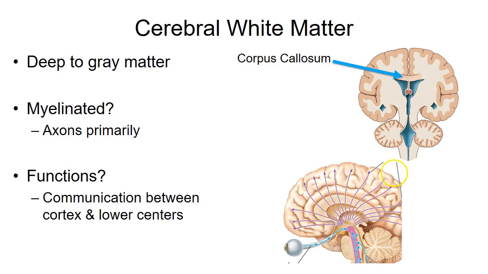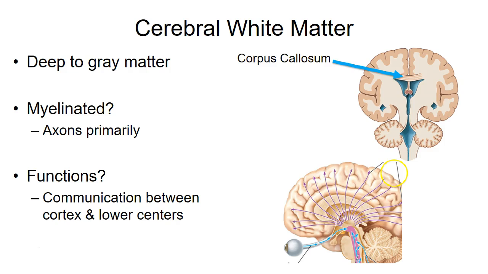Yes, yeah, absolutely. It's a great question. Do we have ascending and descending? Yeah, absolutely. We have to have information going all the way up to that primary somatosensory cortex. And then we have to have information coming out from the primary motor cortex. So we do have information coming in and going out.